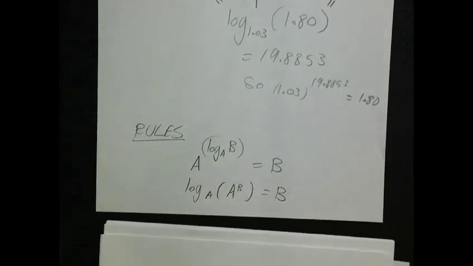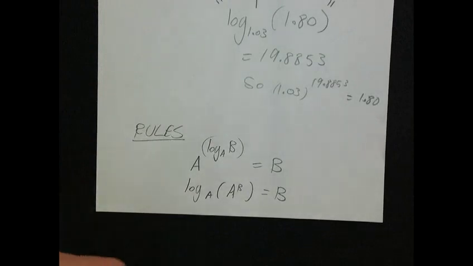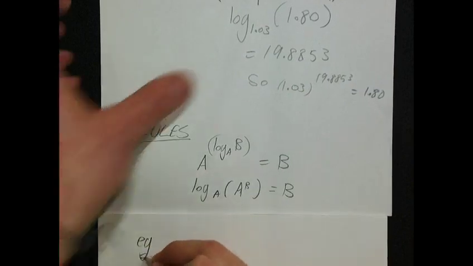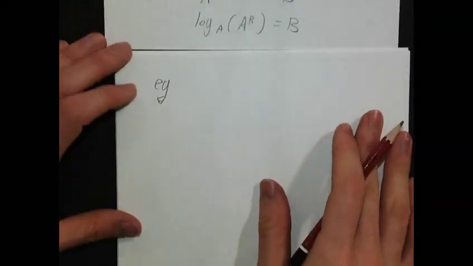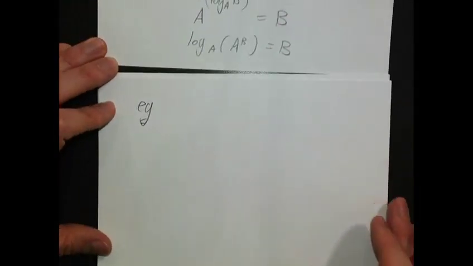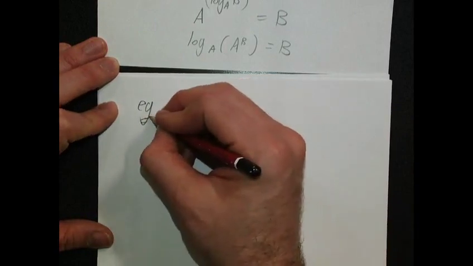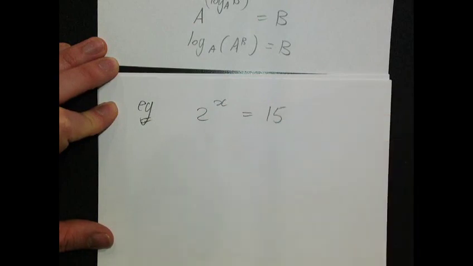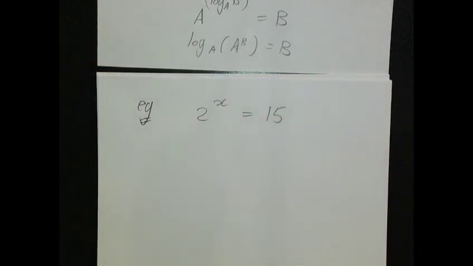So what that means is that I'm actually able to solve. Well, it doesn't mean anything, actually. If I've got Excel handy, and Excel can do any log whatsoever, I'm now able to solve equations using logs if I want to. Okay, so as an example, I could go, let's see, 2 to the x equals 15. What does x have to be to make 2 to the x equals 15?